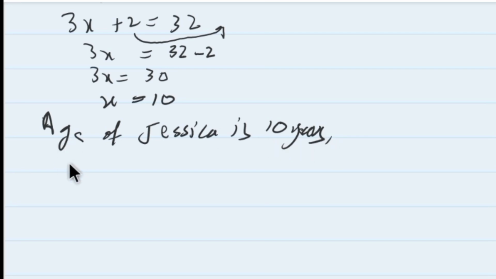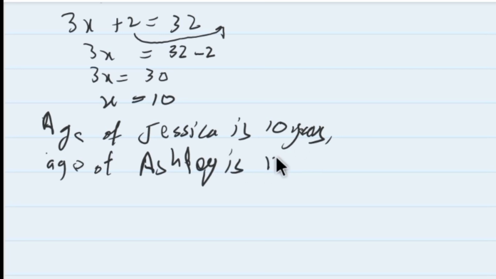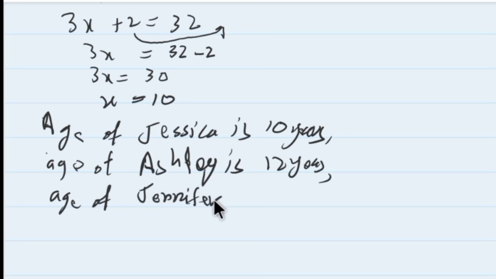Now, what are the ages of Ashley and Jennifer? Since Ashley is 2 years older than Jessica, her age would be 10 plus 2, that is 12 years. So the age of Ashley is 12 years, while Jennifer is 3 years younger than Jessica. So the age of Jennifer is 10 minus 3, that is 7 years.